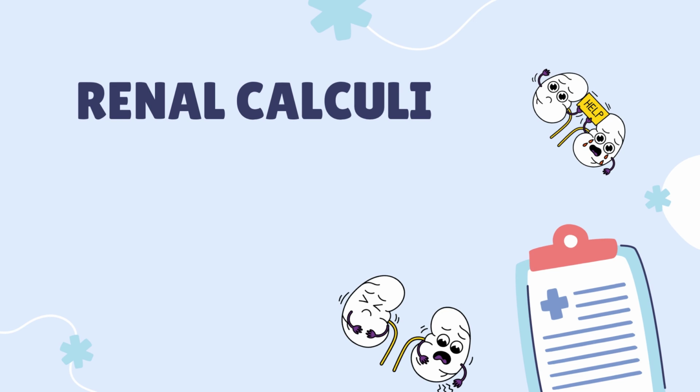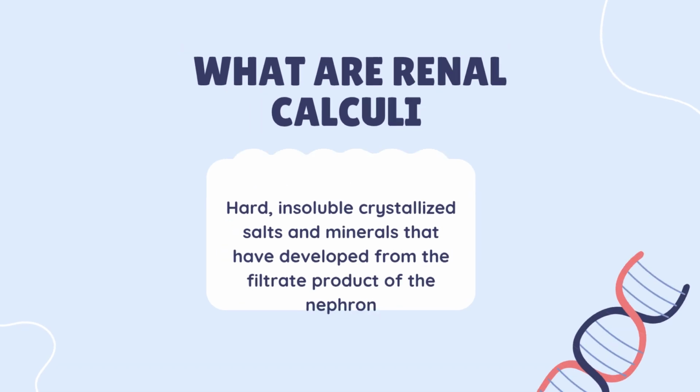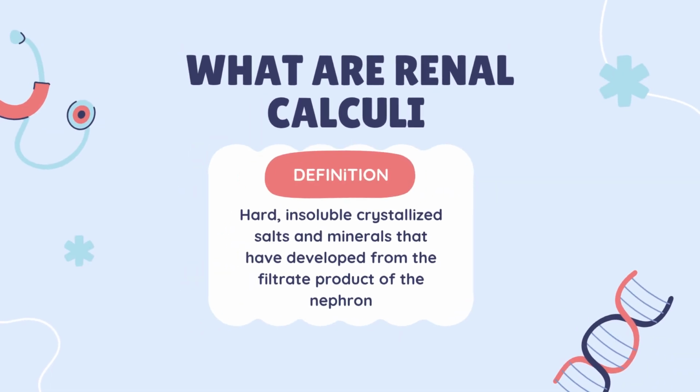In today's episode, you're going to learn about renal calculi. Renal calculi, as the name suggests, we have renal, which is the kidney, and calculi, which refer to stones. What are renal calculi? These refer to hard insoluble crystallite salts and minerals that have developed from the filtrate products of the nephron. These insoluble and hard crystallized salts and minerals may either remain in the kidney or even pass down in the urinary tract.